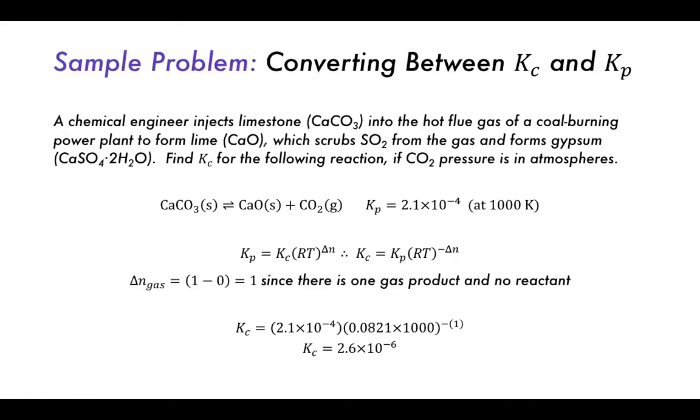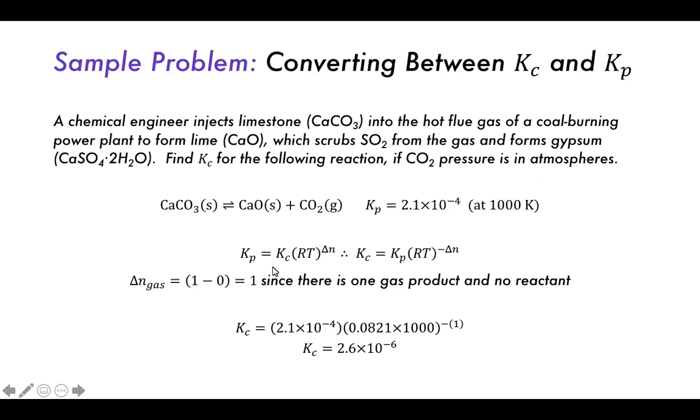So let's have a look at an example of how to do this, converting between Kc and Kp. A chemical engineer injects limestone, which is calcium carbonate, into the hot flue gas of a coal-burning power plant to form lime, which is calcium oxide. This scrubs SO2 from the gas and forms gypsum, hydrated calcium sulfate. So we find Kc for the following reaction if CO2 pressure is in atmospheres. Our balanced equation is calcium carbonate reacts to give calcium oxide plus CO2. Kp for this is here.